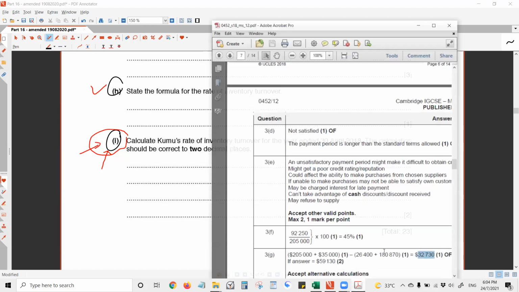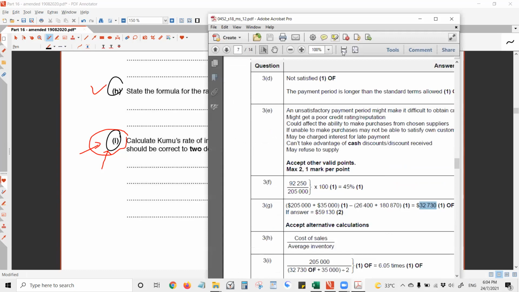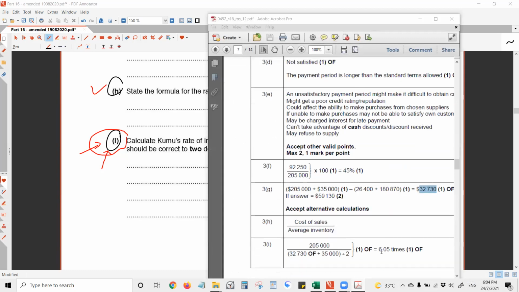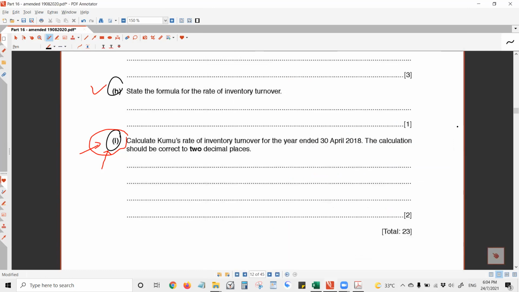6.05. Okay, yeah, it's correct. You see, 6.05 times. Okay, it's correct. So that's it for today.